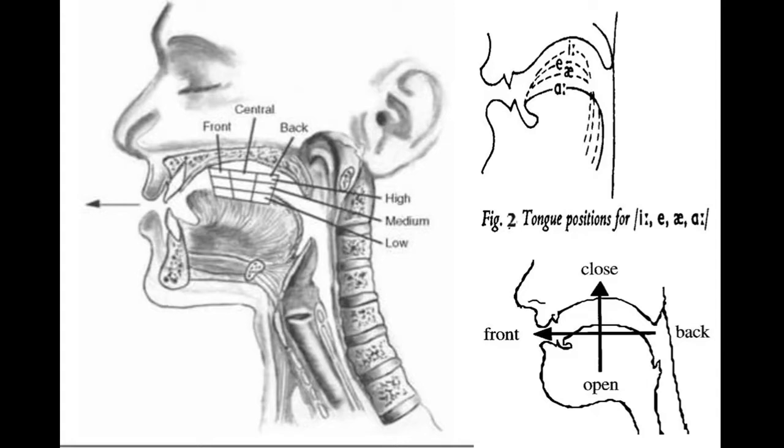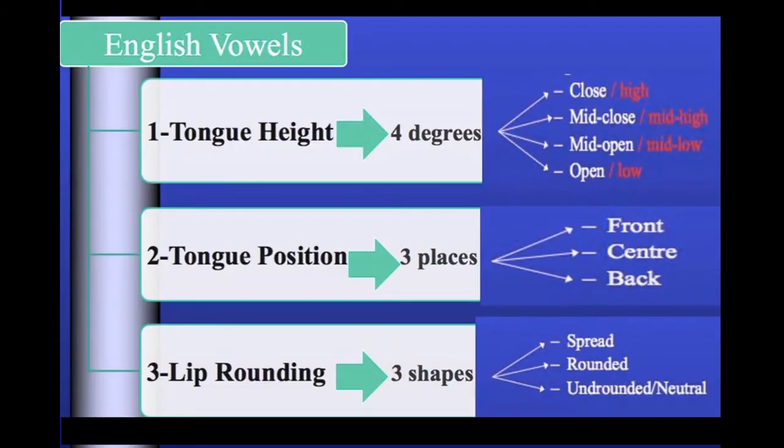Depending on the position or height of the raised part of the tongue, vowels are divided into close or high vowels, produced when the tongue is raised high towards the palate.